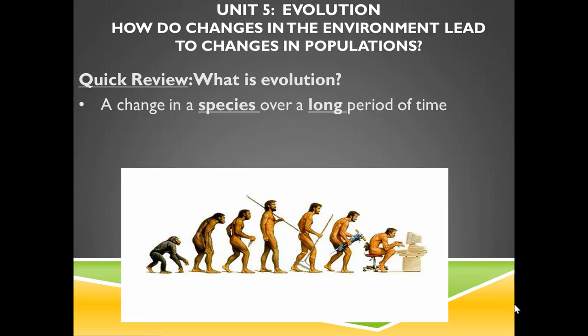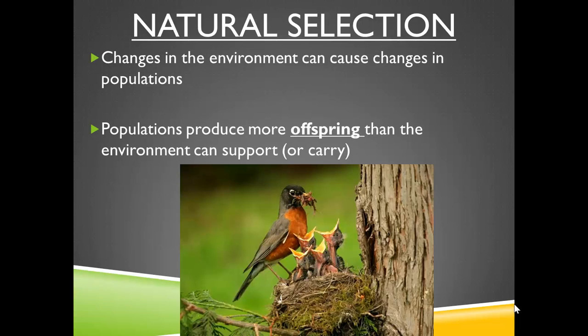Alright, so a quick review. What is evolution? It is a change in the species over a long period of time. So basically, it's just a change in some type of species over a long period of time. Newer species form from older species, saying that they come from a common ancestor.